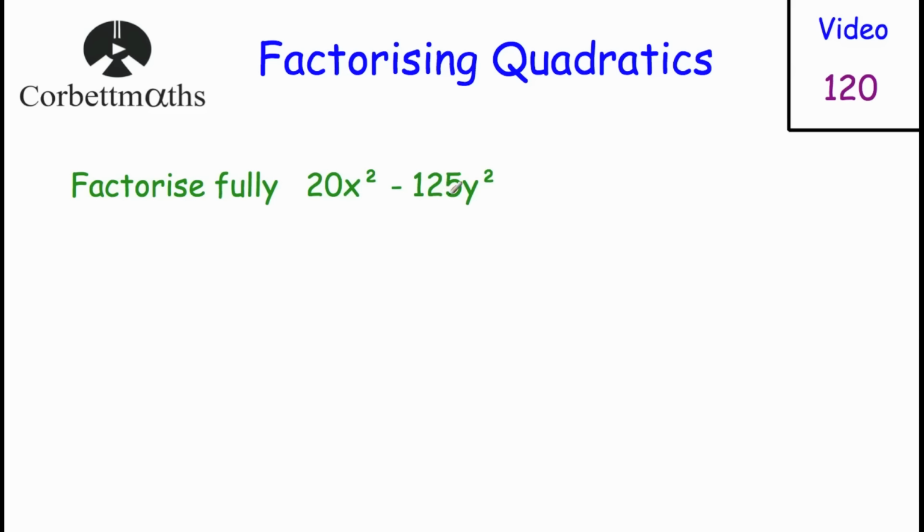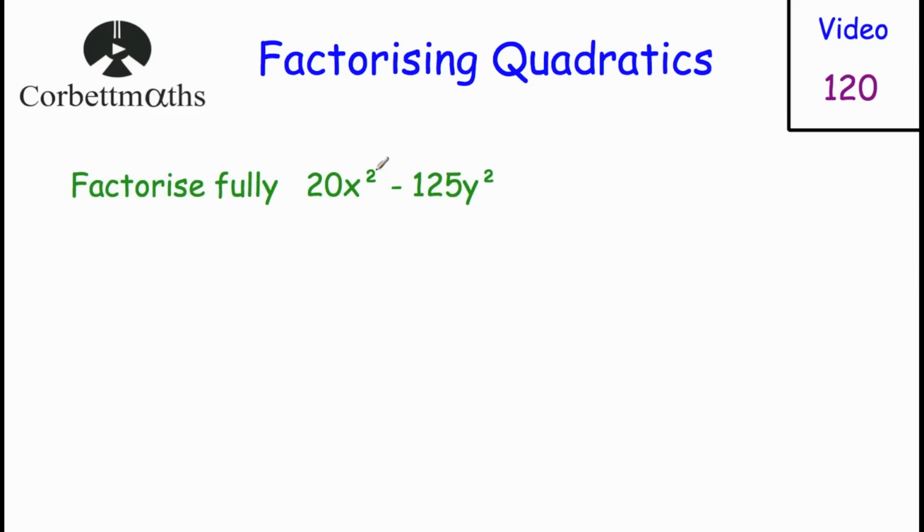Our next question is to factorize fully 20x squared minus 125y squared. And this is video 120 now, so this is the difference between two squares. And as you can see here, we've got 20x squared and 125y squared. So we've got the x squared and the y squared, but we don't have square numbers in front of them. We've got 20 and 125. So let's see if we can actually factorize by taking out any numbers to begin with.